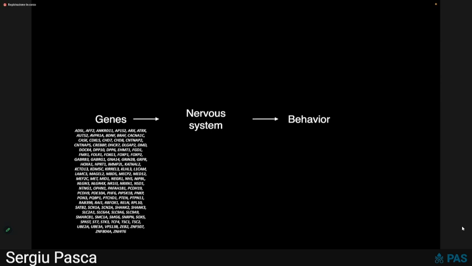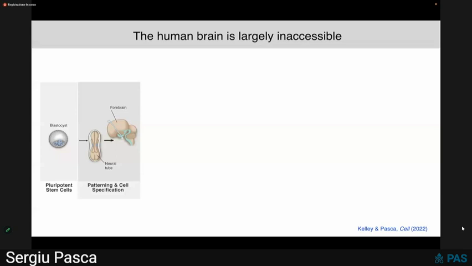And the reason why that is so challenging is that, to a large extent, human brain development is inaccessible. And by inaccessible, I really mean inaccessible at the molecular and cellular level in a way that would allow us to both dissect but also probe aspects of disease.